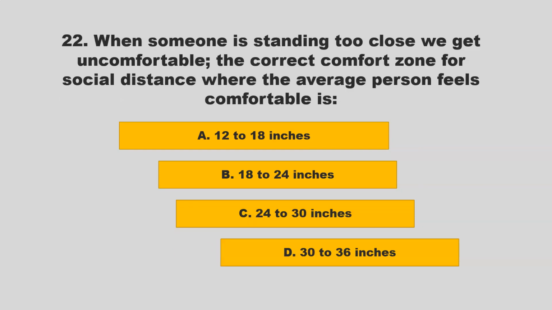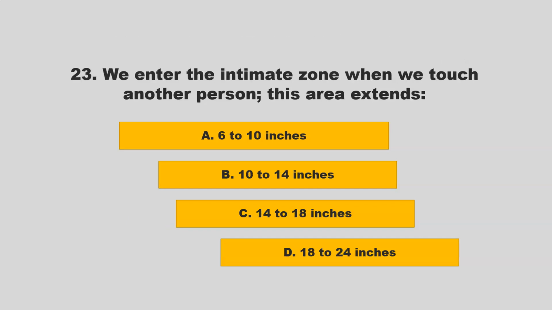When someone is standing too close, we get uncomfortable. The correct comfort zone for social distance, where the average person feels comfortable, is 12 to 18 inches, 18 to 24 inches, 24 to 30 inches, 30 to 36 inches. If you chose C, 24 to 30 inches, you are correct.